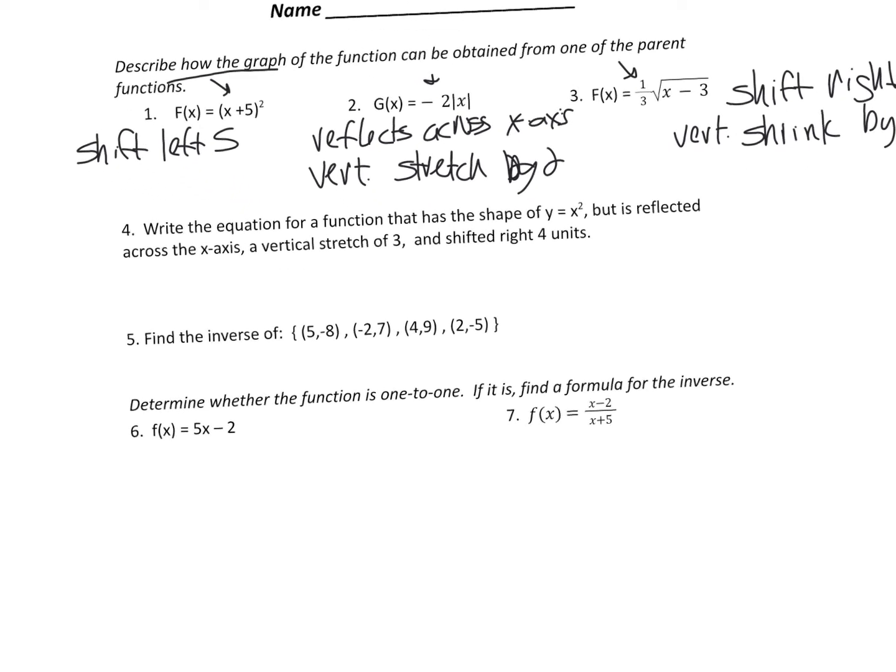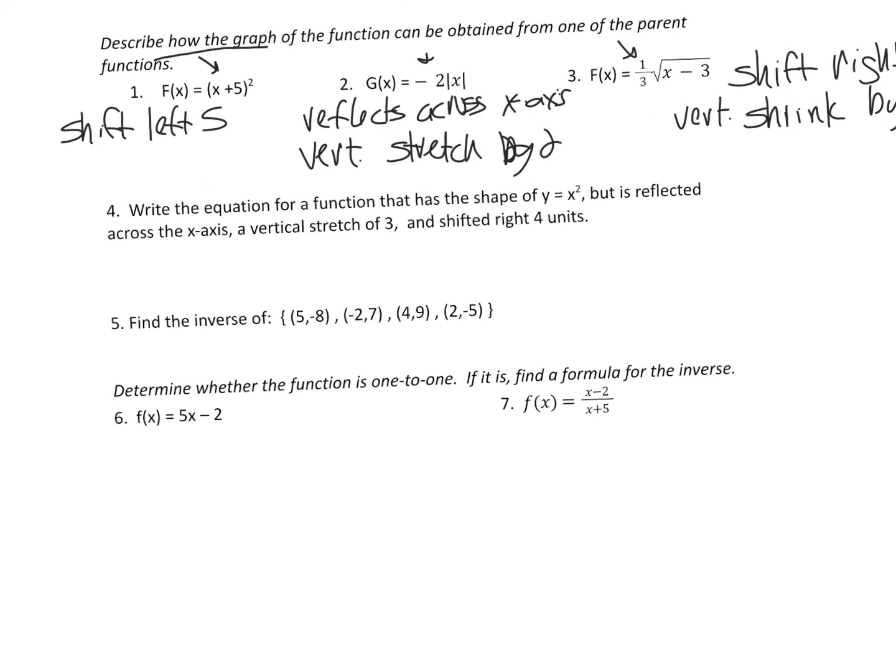Number 4, now we're going backwards. Write an equation of a function that has that shape, the y equals x squared. Here's the deal. It's reflected across the x. That means negative in the front. Vertical stretch by 3 in the front. Shifted right 4. That means there's going to be a -4 inside. So it's going to look like this. y equals negative, that's the reflection, 3 vertical stretch. The x has to have the x - 4 inside because it's all going to be squared. The -4 must be with the x inside the parentheses to square it that way.